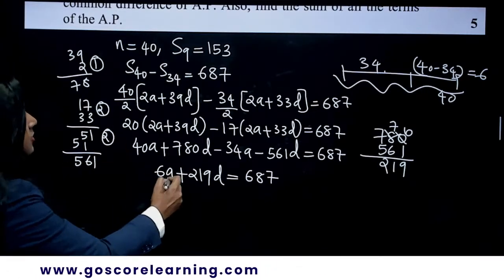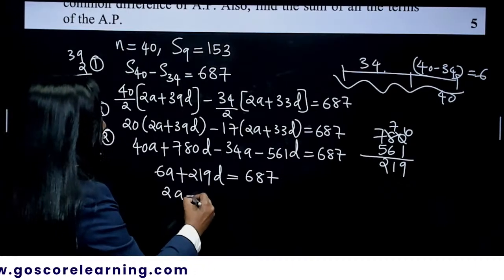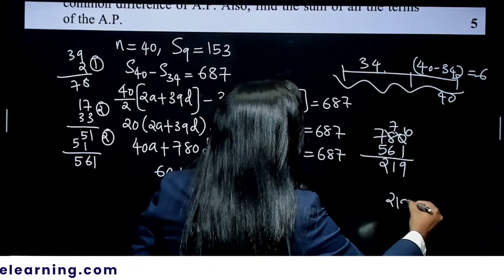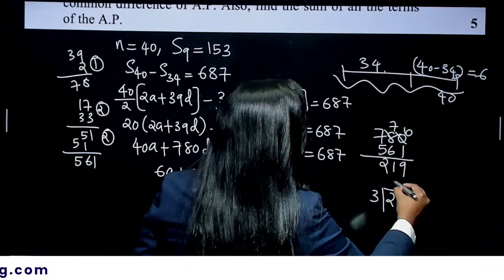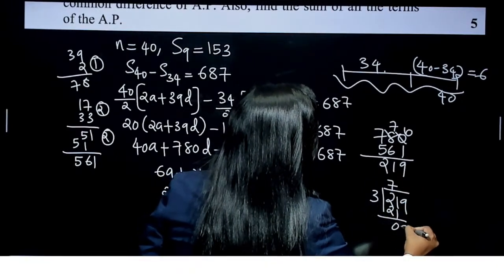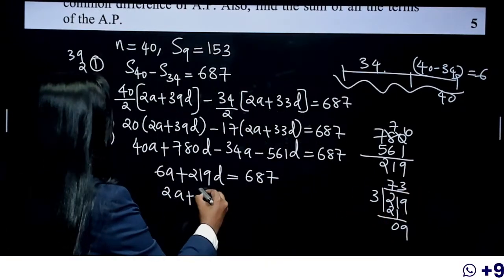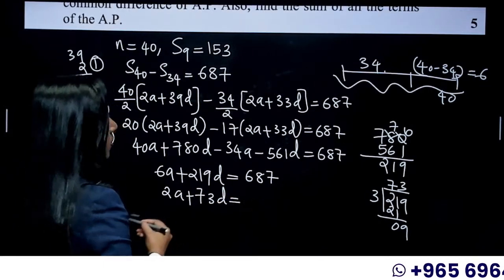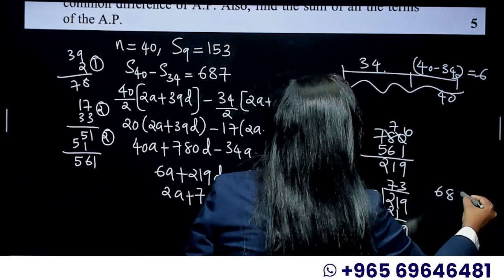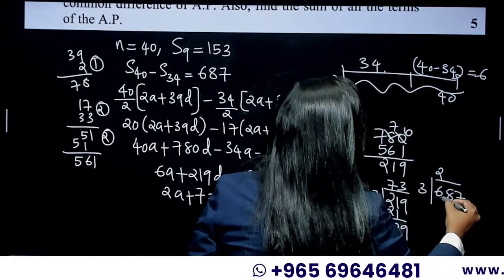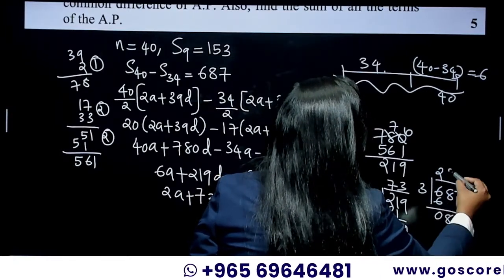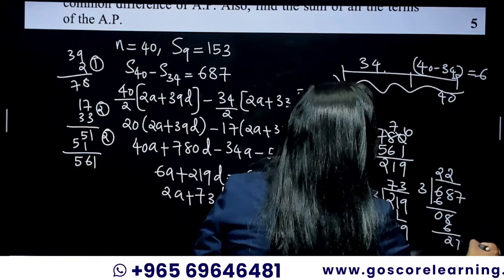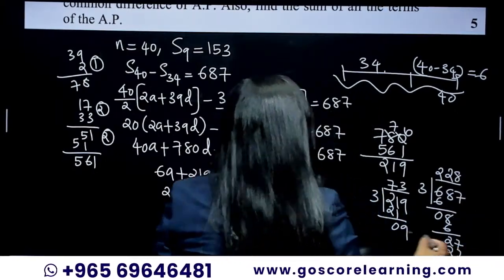6 by 3 is 2. 2a plus 219 by 3. 3 sevens are 21, 3 threes are 9. 73d is equal to 687 by 3. 2 threes are 6, 8, 2 threes are 6, 2 eights, 228.